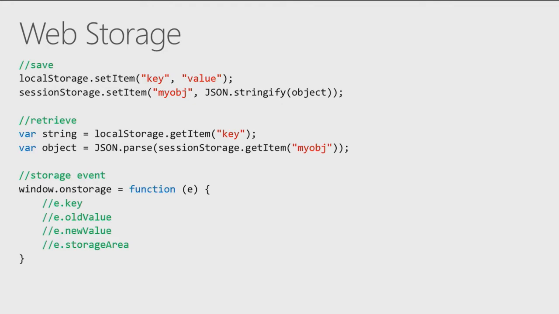Retrieval is just as easy. You can do local storage get item, or you can do session storage get item. Notice that when I get the JSON object back out, I use JSON.parse to deserialize it. So now I have a great way to store JSON objects in my app. And finally, I have the storage event, window on storage, which will tell me when things change, so I can get the key that changed, the old value, the new value, and whether or not it was session or local storage that was affected, right?